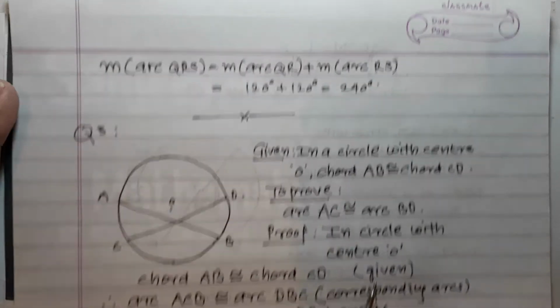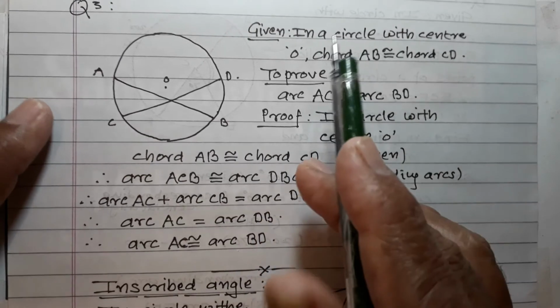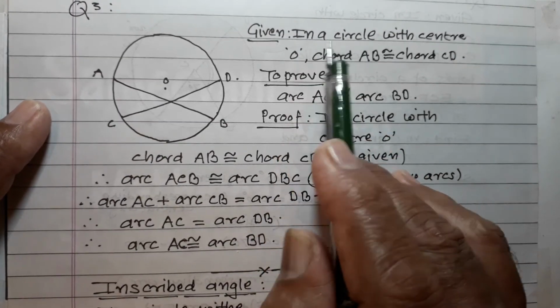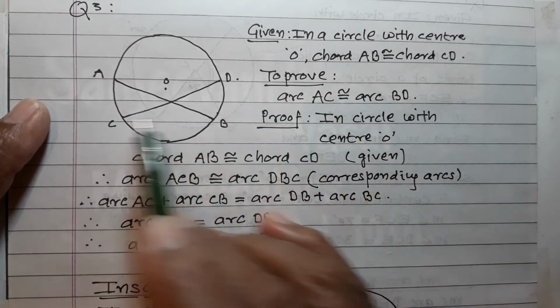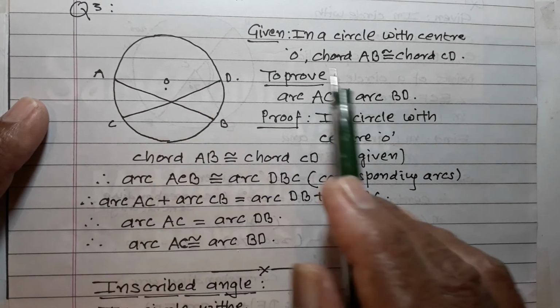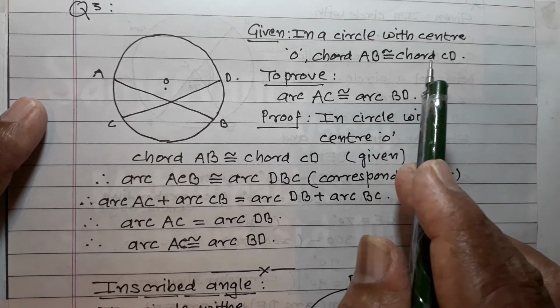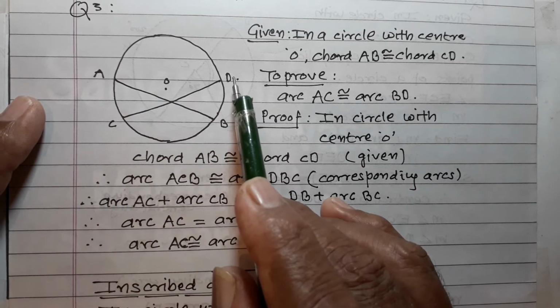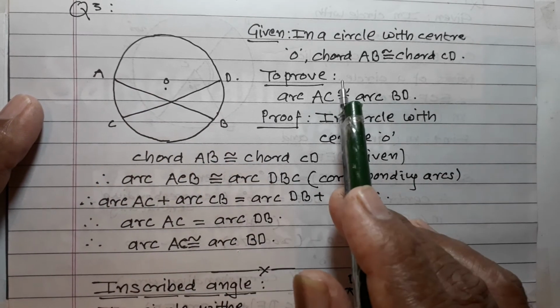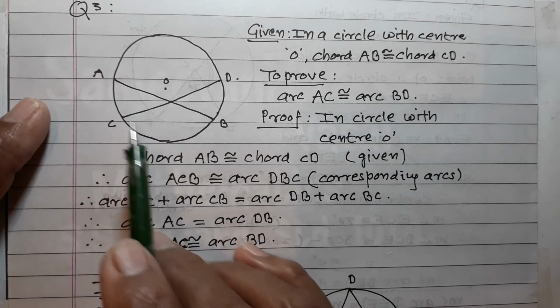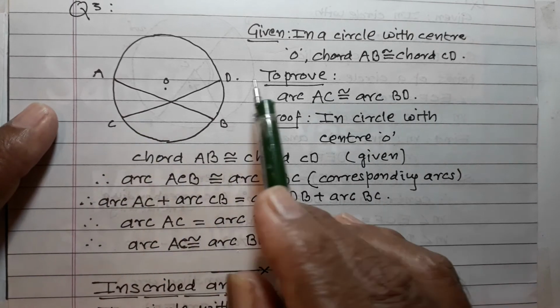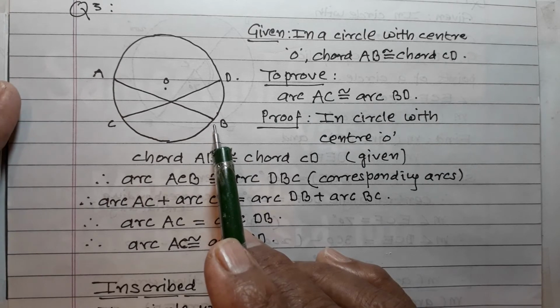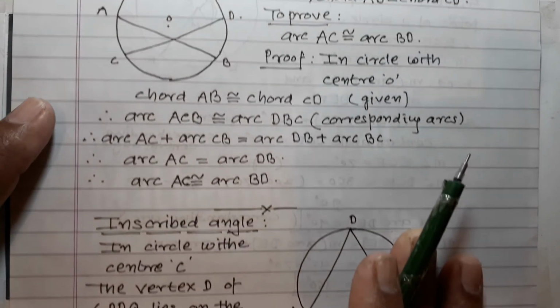Okay. Question number 3. Given: in a circle with center O, this is a circle with center O, chord AB congruent to chord CD. This is chord AB and this is chord CD, congruent. To prove: arc AC is equal to arc BD. Okay. Now it is very easy.